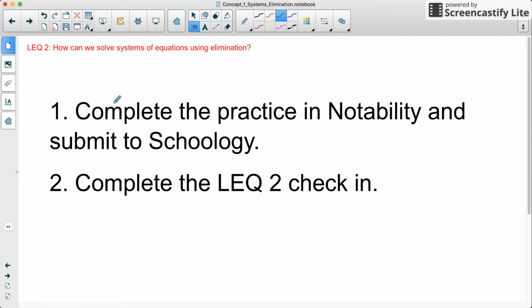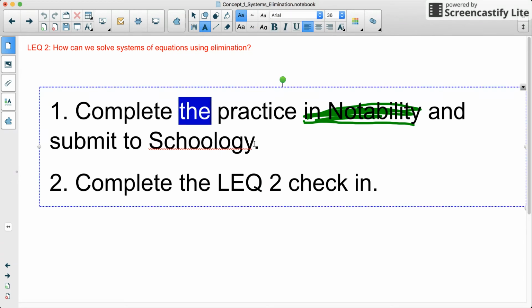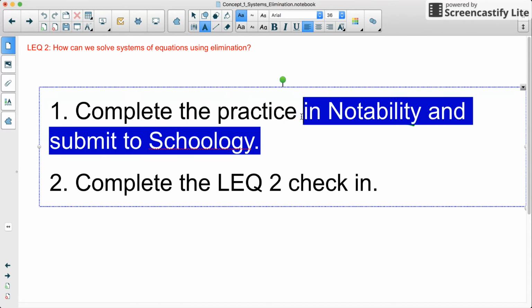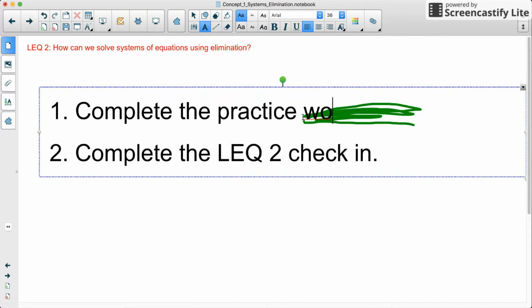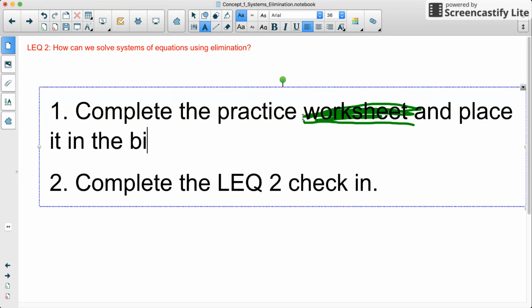Last thing that you're going to do is complete the practice. It is not on Notability. It is a worksheet. So you're going to complete the worksheet and then place it in the bin. Don't worry about completing LEQ2 check-in. We're going to do that later. So the only thing that you need to do right now is, and I'm going to put it on here so that you don't forget, you're going to complete the practice worksheet and place it in the bin.